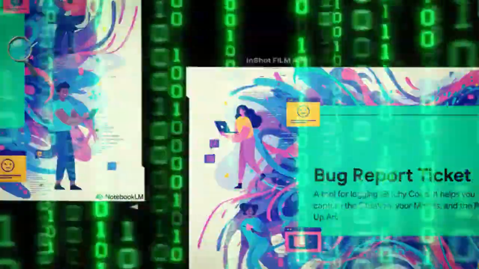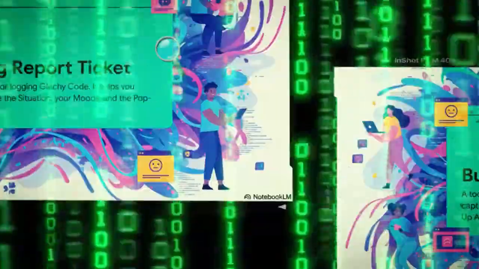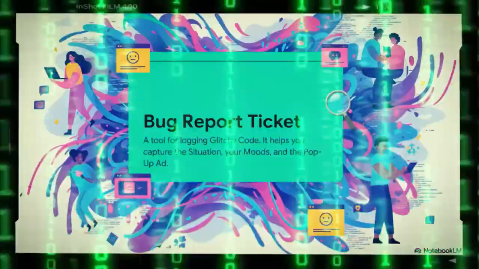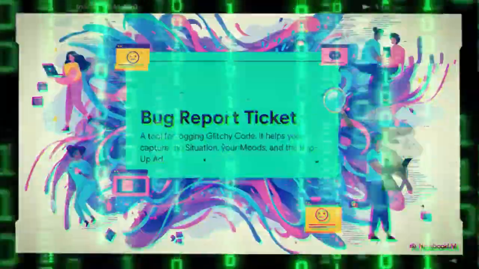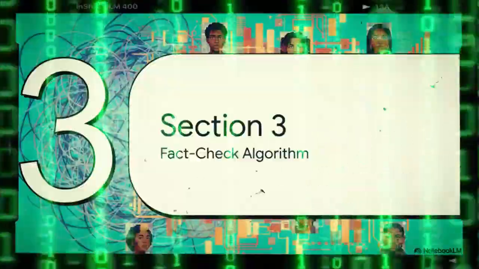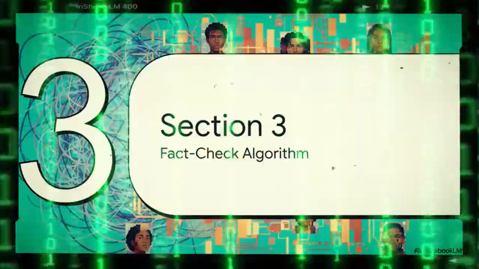Well, the first step is you file a bug report ticket. This is our first real tool in the lab, and it's super simple. It's just a log where you capture the error. You just note the situation, the input, your moods, the signal waves, and the specific pop-up ad that fired off. Seriously, just writing it down is the first crucial step to taking back control. All right, so you've logged a bug. What's next? Now it's time to analyze it.